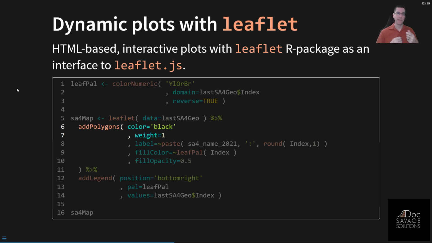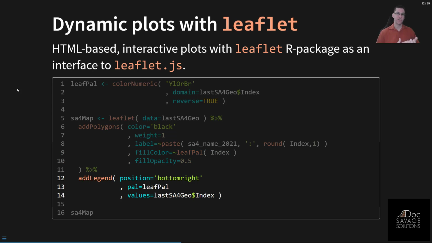I need to go through and now add polygons. So here I'm going to make polygons where it's black lines outlining my geography with a weight of 1, so I can make that thicker or thinner. Now label is new, and I'm creating that as the paste between the name of the SA4 and a rounded value of the index. The fill color, I'm using my palette, and I'm saying to color it according to that palette with the fill opacity so it's somewhat translucent.